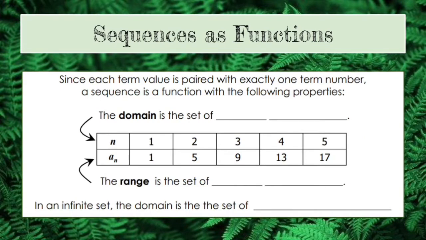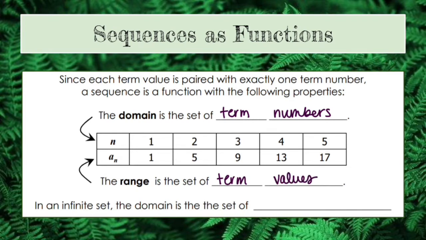Since each term value is paired with exactly one term number, a sequence is a function with the following properties. The domain is the set of term numbers. So all that's saying is that these are the independent variables. So those are our inputs. And then the range is the set of term values.